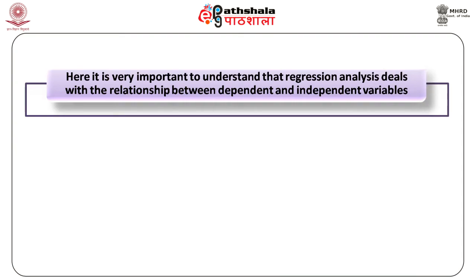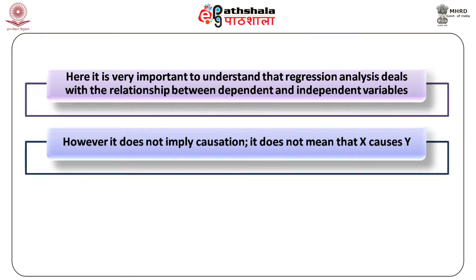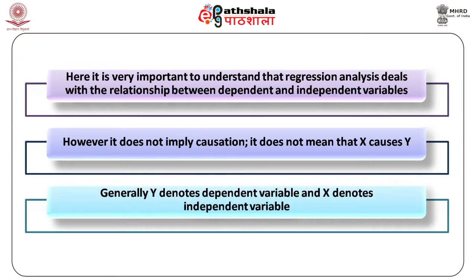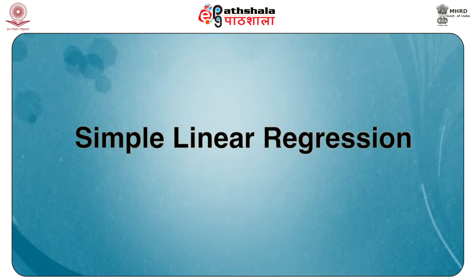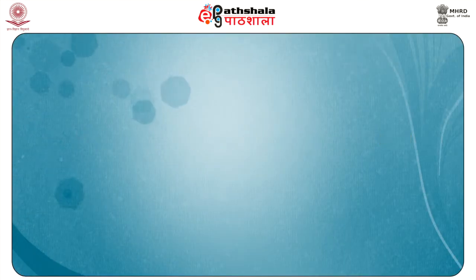Here, it is very important to understand that regression analysis deals with the relationship between dependent and independent variables. However, it does not imply causation. It does not mean that X causes Y. Generally, Y denotes dependent variable and X denotes independent variable. Now we will study simple linear regression.